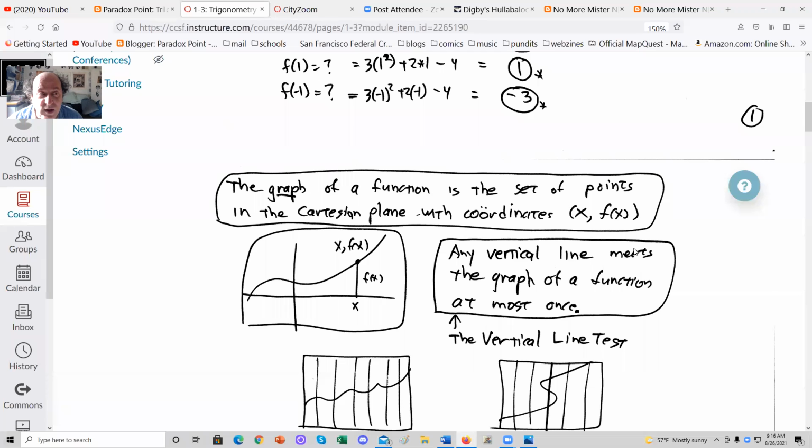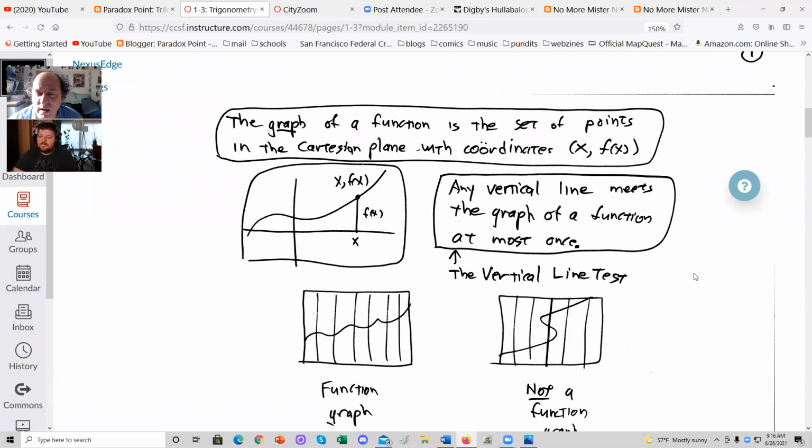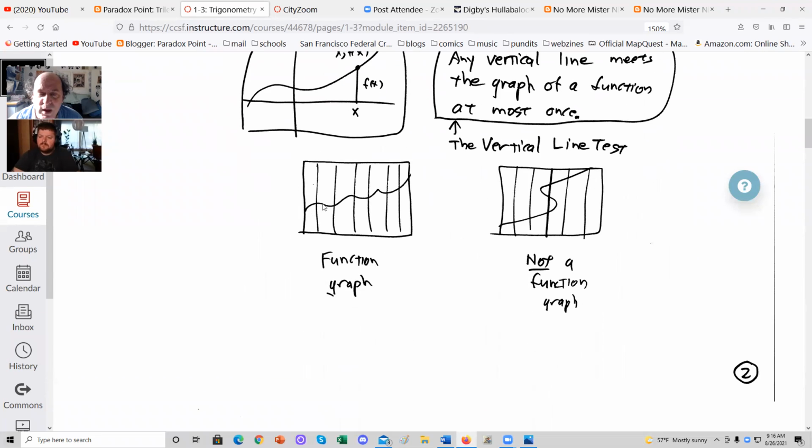Since a function yields a unique value of f of x for any given input x, that means that any vertical line will have to meet the graph of a function at most once. It's called the vertical line test. So for example, this is the graph of a function because every vertical line meets it only once. This is not a graph of a function because here's a vertical line that meets it 1, 2, 3 times.